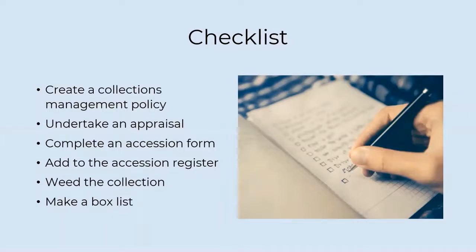Go through collections and weed out any duplicates or material you think is not of research value. Make a box list for each collection of items so you have an idea of what's in the box or file, how much material you have, and any issues with its condition.